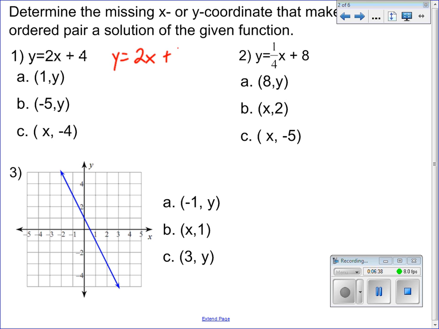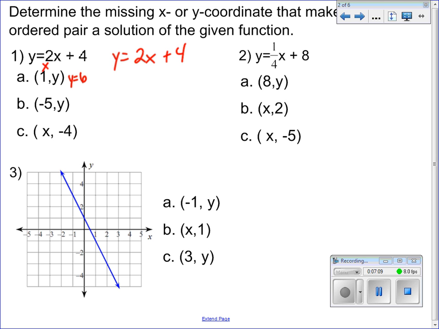So if we have y equals 2x plus 4, and we know that x equals 1, we're going to plug that in and figure out what y equals. And so y is going to equal 2 times 1, because x equals 1, plus 4. 2 times 1 is 2, plus 4 is 6, so y has to equal 6. So what we found out then is y must equal 6 for A to be a solution.